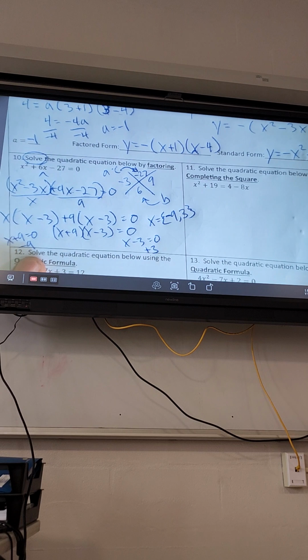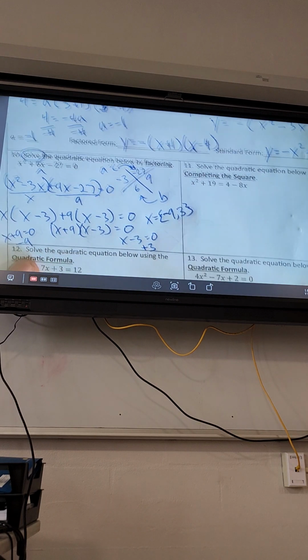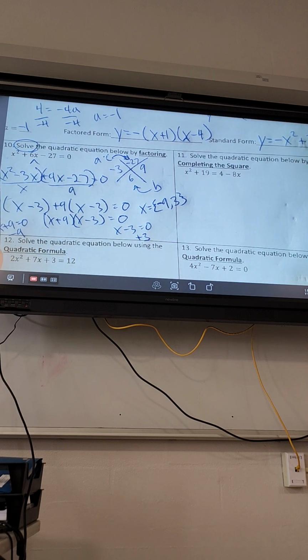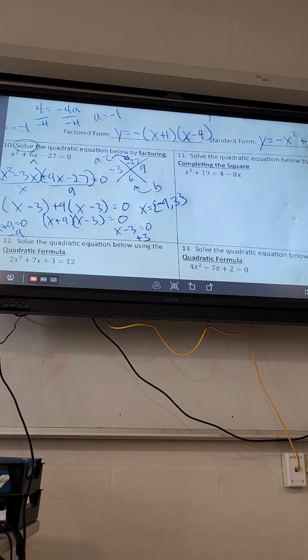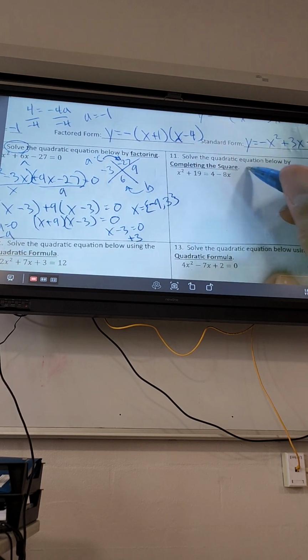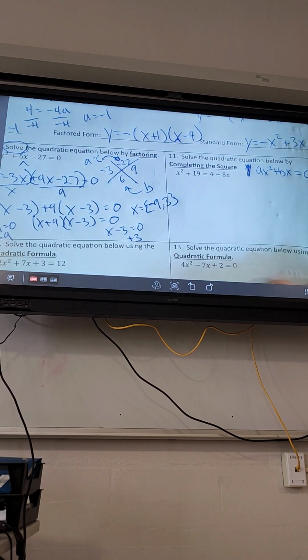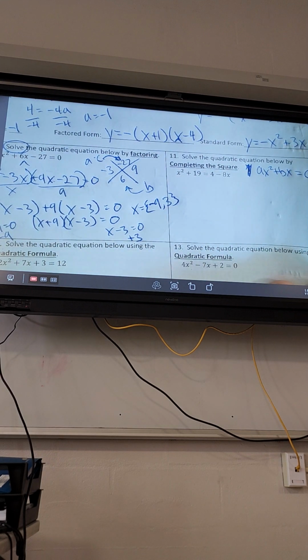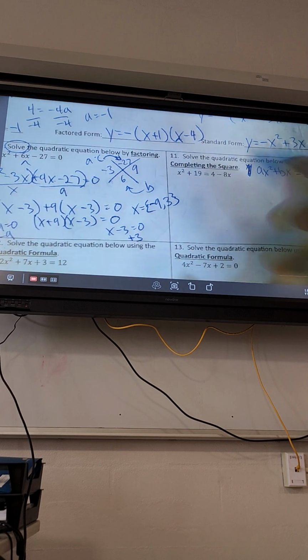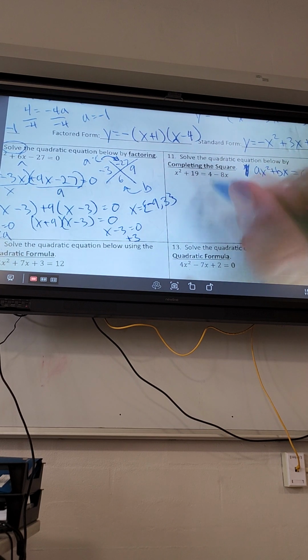Good old x method. Number 11 asks you to solve the quadratic by completing the square. Well, remember, completing the square requires us to be in a specific format, right? So the specific format for completing the square, whoops, we don't want y. It's going to be ax squared plus bx equals your constant term, right? We want to be able to make a perfect square trinomial. Well, I see for number 11, I have a 19 on the left side. I really don't want a 19 on the left side. And my bx is on the right side. So I actually got to manipulate a lot here.